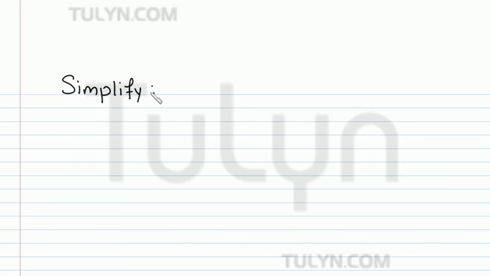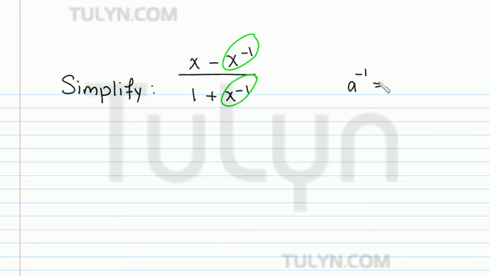Simplify the following: x minus x to the negative 1 as the numerator, and then 1 plus x to the negative 1 as the denominator. So the first thing we should do is evaluate these x to the negative 1s, right? Remember, when you have any number taken to the negative 1 power, that just means it's calling on the reciprocal, right? So this becomes 1 over a to the first power, which is just 1 over a.